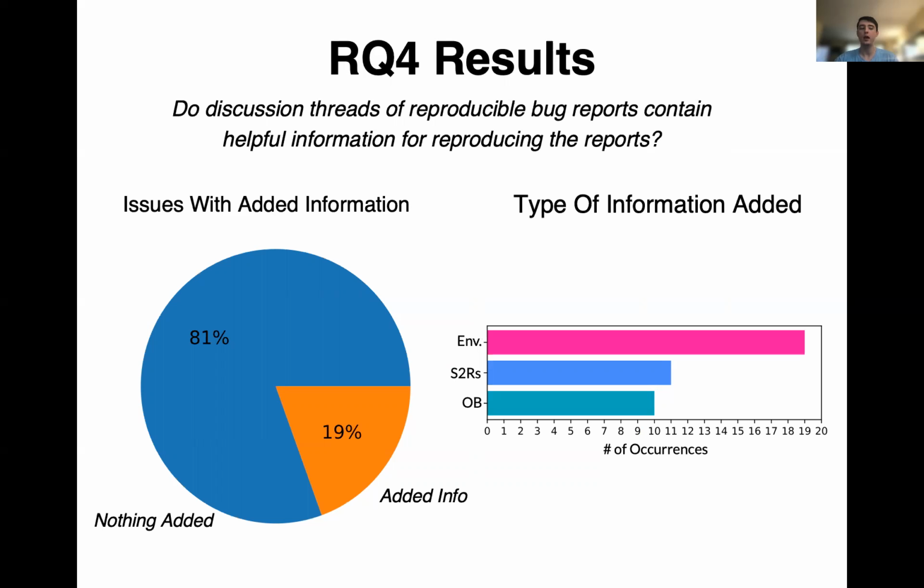So, for example, a developer would say, hey, I can't reproduce this. What version of Android are you using? Or what's your app's language settings? Stuff like that. And then the person who submitted the report would come and tell them the additional environmental information. But in addition to environmental information, steps to reproduce and even observed behavior were also added in the discussion.